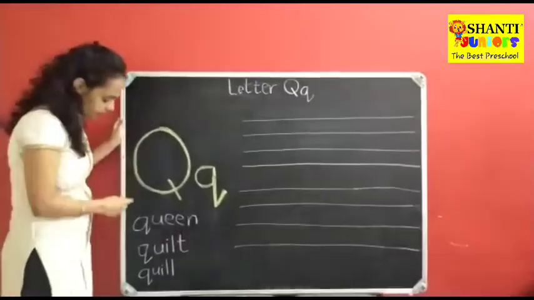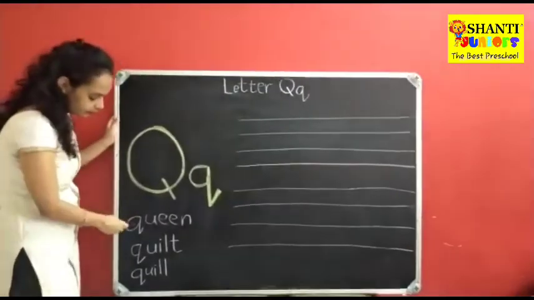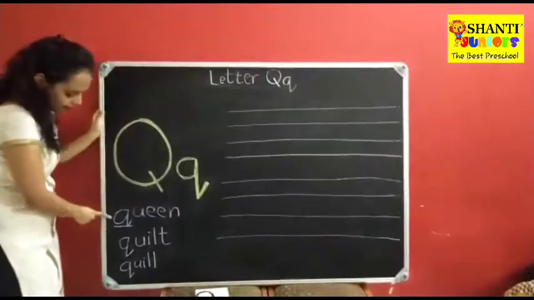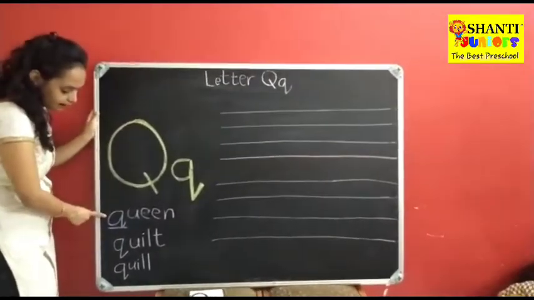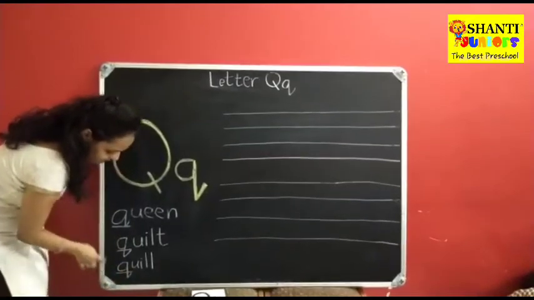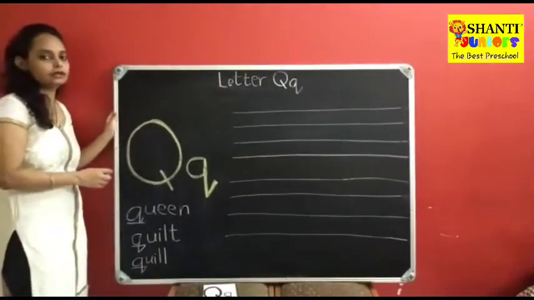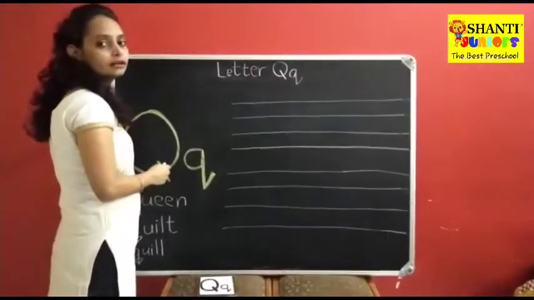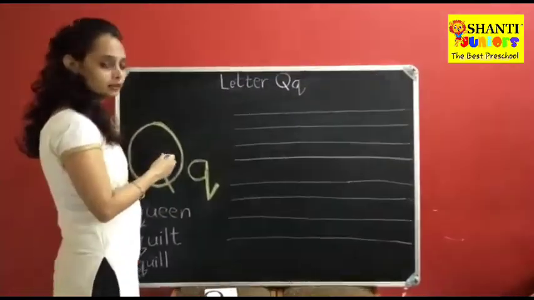First, we will do the activity of underlining the letter Q like this. We are learning letter Q, so I have seen over here small letter Q, I am underlining here. Here. All this starts with letter Q. Okay, children? So, first we are going to learn how to write capital letter Q.